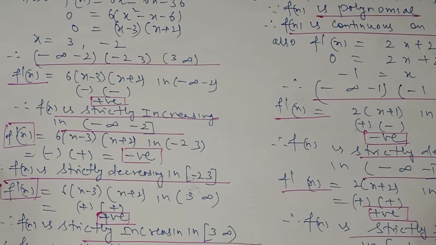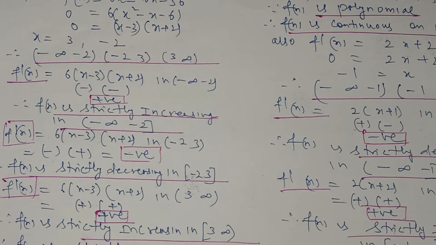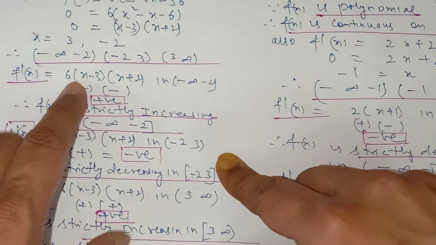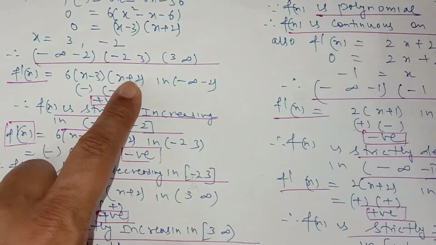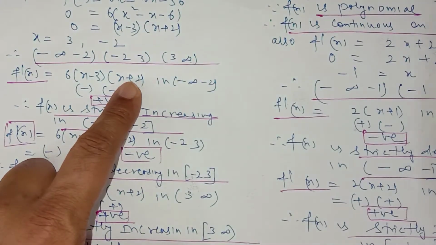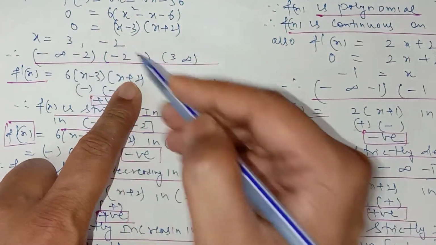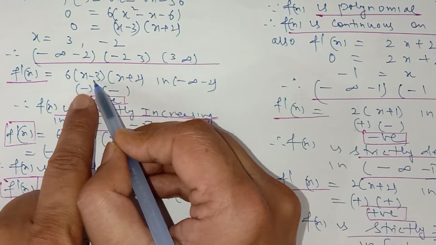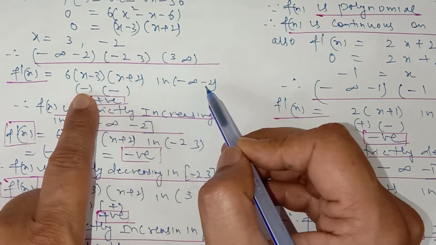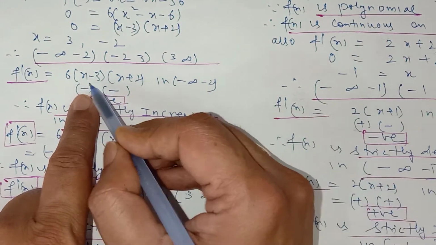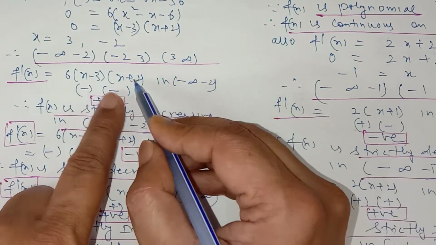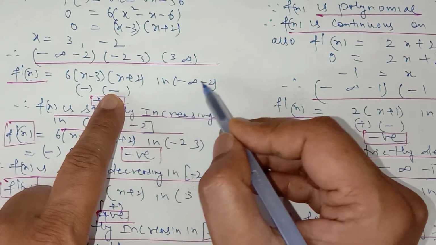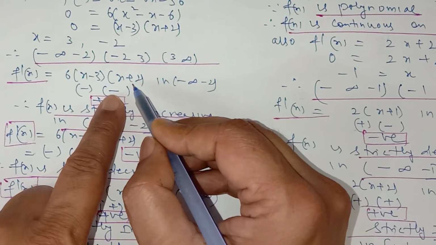So first of all, we check whether the function is increasing or decreasing in each particular interval. The first derivative is 6(x minus 3)(x plus 2). This is the first derivative. Now let us take the first interval from minus infinity to minus 2. In this interval, this bracket will be negative. Think of any value in this interval, this bracket will always be negative, and this one will also be negative.